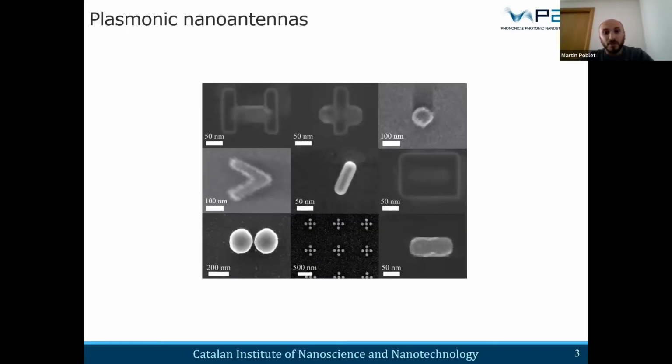So here we can see some examples of optical antennas, or just nanoantennas. These structures typically are in the hundreds of nanometers in size, and they are designed to give rise to confined electromagnetic fields when illuminated. They are structures that convert propagating electromagnetic radiation into localized energy and vice versa. And they are also excellent transducers of electromagnetic energy into mechanical energy, as we will see in the following.